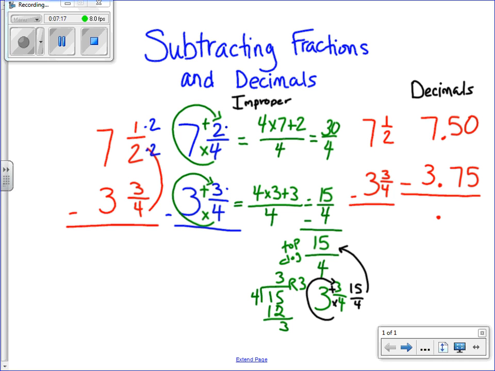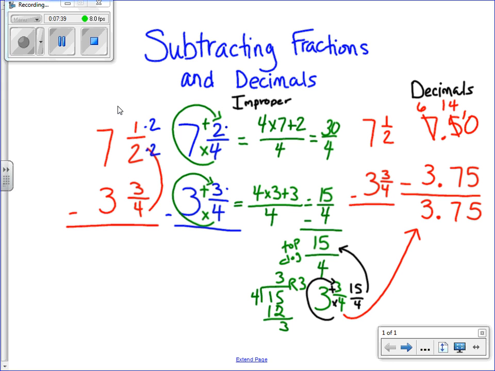So 0 minus 5 I can't do, so I can borrow. 10 minus 5 is 5. 4 minus 7 I can't do, I have to borrow. 14 minus 7 is 7. 6 minus 3 is 3. So 3.75, which matches the 3 and 3/4 here.